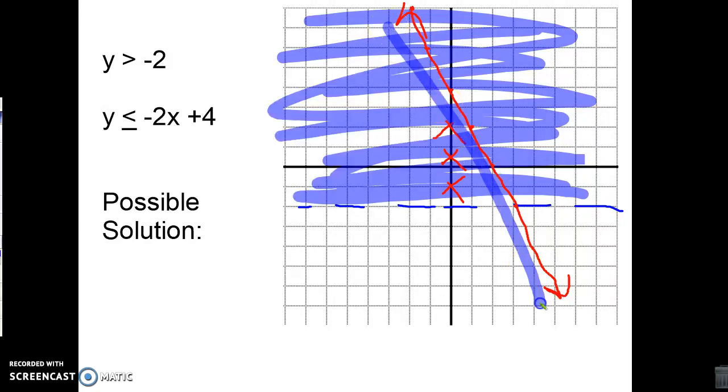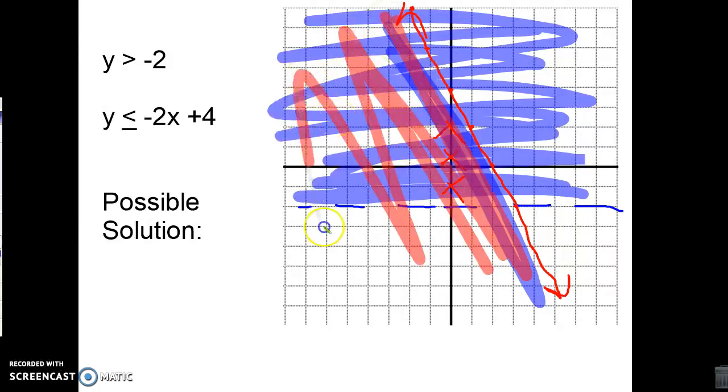So when I go to shade, I want to switch that to red. Here we go, red. And we're going to shade below. So a possible solution is anything on the solid line, anything above the dotted line, or anything double shaded.